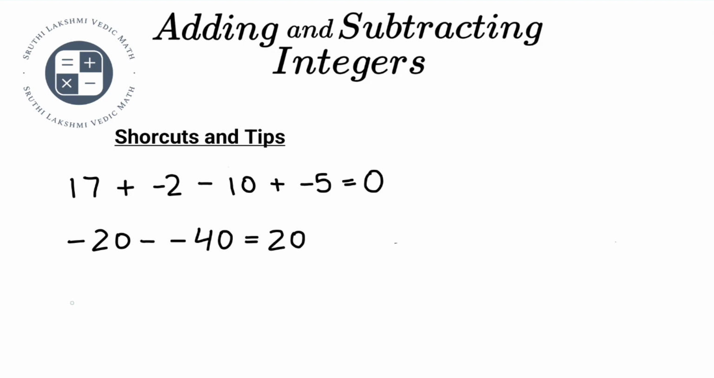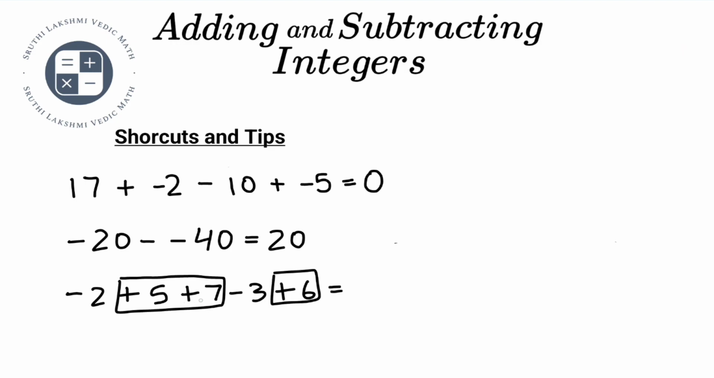Let's look at one more example. Negative 2 plus 5 plus 7 minus 3 plus 6. Now let's add all the positive numbers. 5 plus 7 is 12, and 12 plus 6 is 18. We have two negative numbers, negative 2 and negative 3. Since the signs are the same, all we have to do is add them together and put a negative sign in front. Negative 2 plus negative 3 is negative 5. So 18 minus 5 is equal to 13.